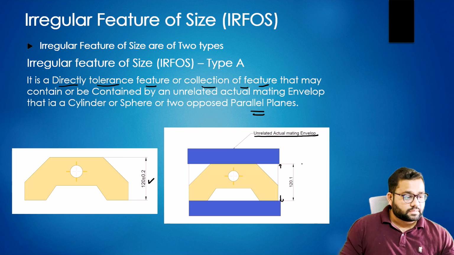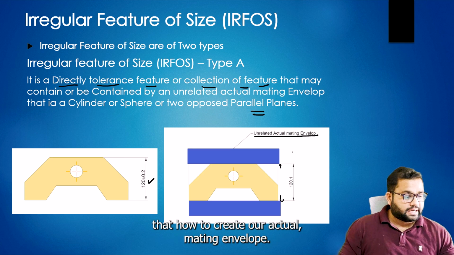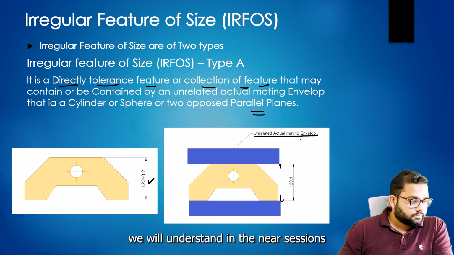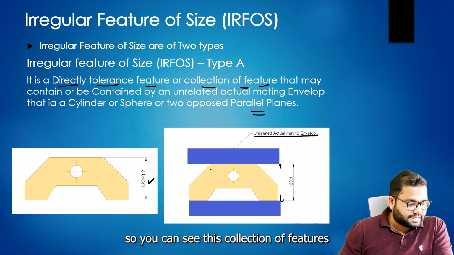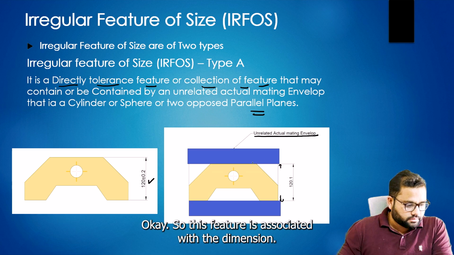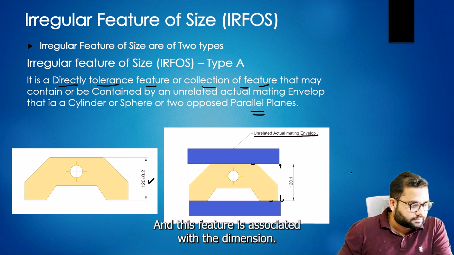This is very, very important, how to create an actual mating envelope. We will understand in the coming sessions. You can see this collection of features which are associated with the dimensions. This feature is associated with the dimension and this feature is associated with the dimension.